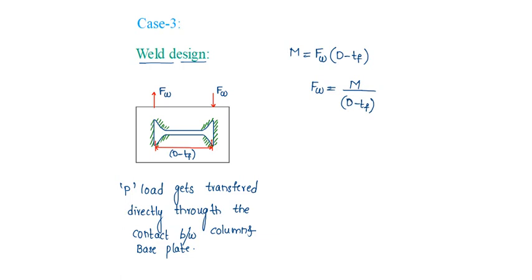So weld should be designed for this force, and taking this force should be equal to length of the weld into throat thickness into fu by root 3 into gamma mw. Equating, assuming size, we can find length of the weld and check for available length.